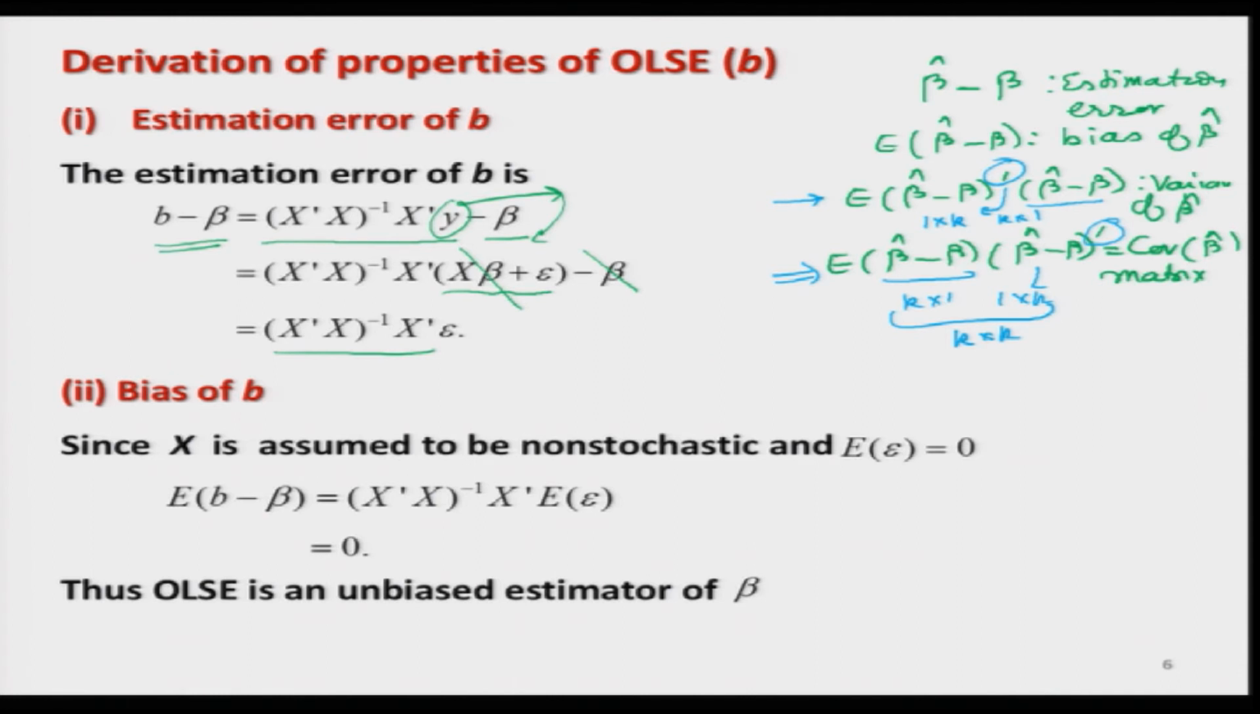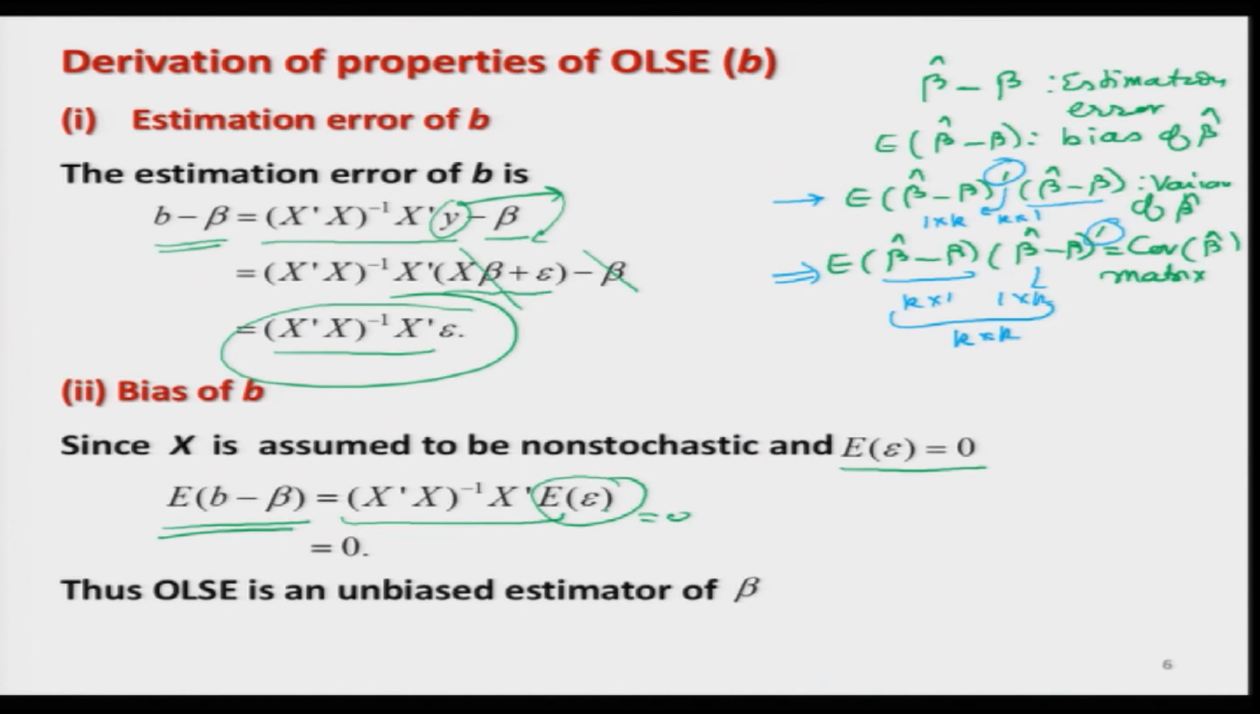Now, since you have assumed that x is non-stochastic, this is constant, and you also have assumed that the expected value of epsilon is 0. So, if you take the expectation of this quantity, you get the expected value of b minus beta, which can be written as this factor times the expected value of epsilon, which is 0.